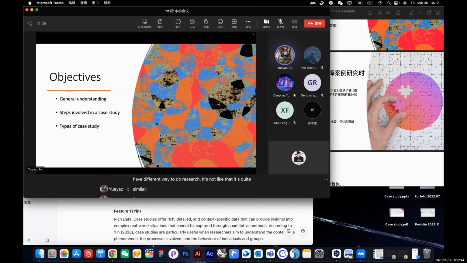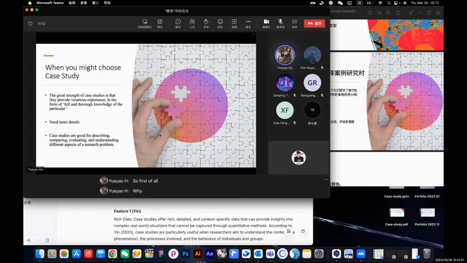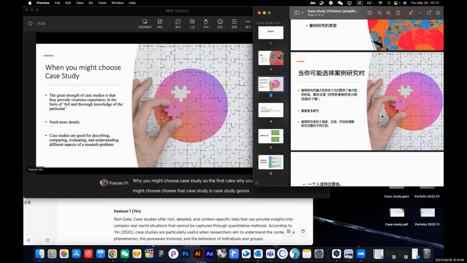So first of all, why you might choose case study. The first reason is that case study gives you a deep understanding of something. When you don't have enough experience about something, you might need to use case study to fill in that area. For example, if you do a painting, a specific technique of painting, and you don't have knowledge or experience in that area, you can get more information from one case.